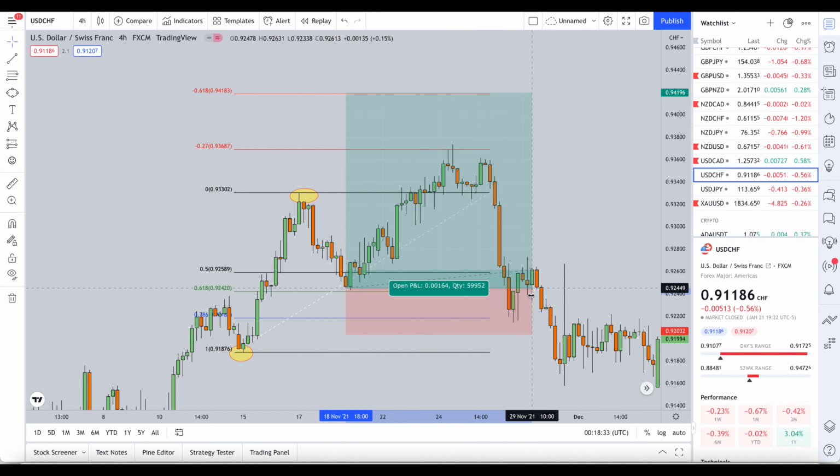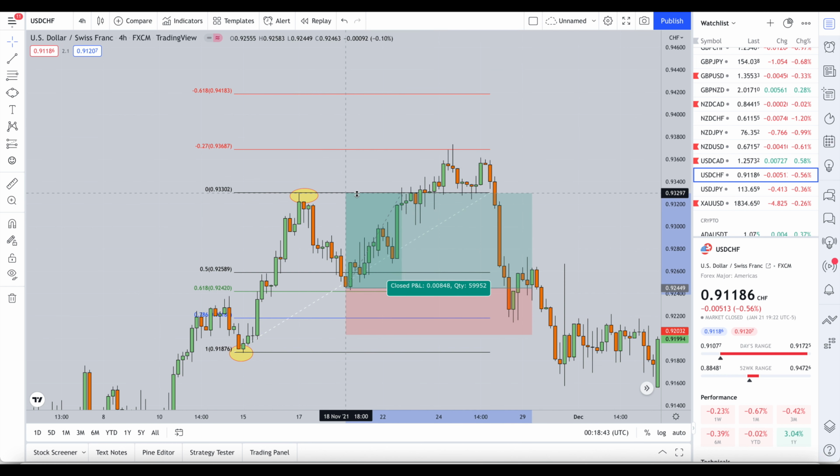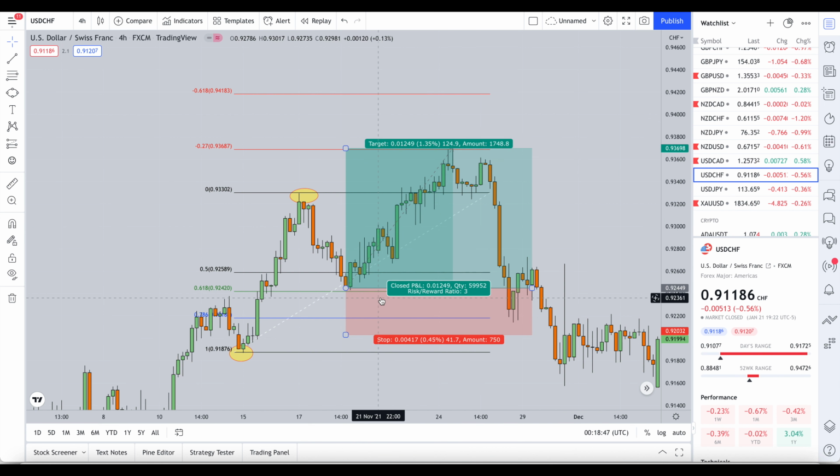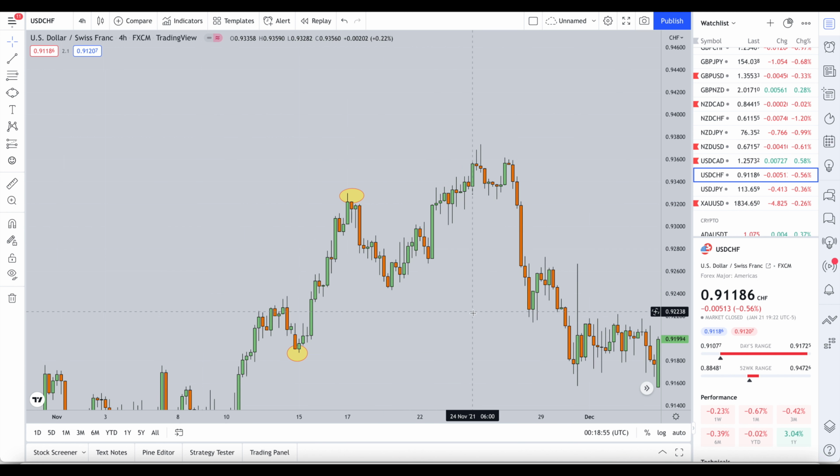Sometimes it's going to retrace before getting to that level, so that's why I suggest you take some profit like here and there, and put stop loss to break even, so that we're not losing any money. So yeah, I showed you a lot of examples.